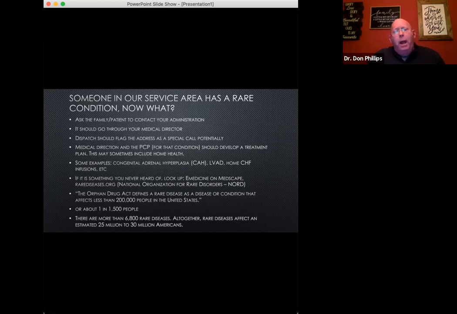So an LVAD, we definitely want to know if somebody has a left ventricular assist device. Those are very, very specialized things. We have some folks in our county that have congestive heart failure that have some infusion pumps of some very specialized medicines. We need to know about those things.